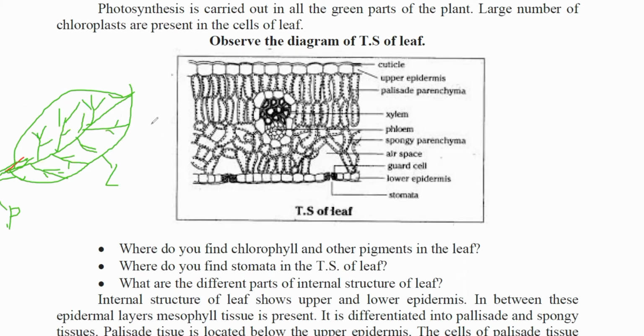The upper one is called the upper epidermis, and the down one is the lower epidermis. Transverse section means we take a section by cutting across like this. When you take this cut part and keep it under the microscope, we can see this structure. That is the TS of leaf, the transverse section.